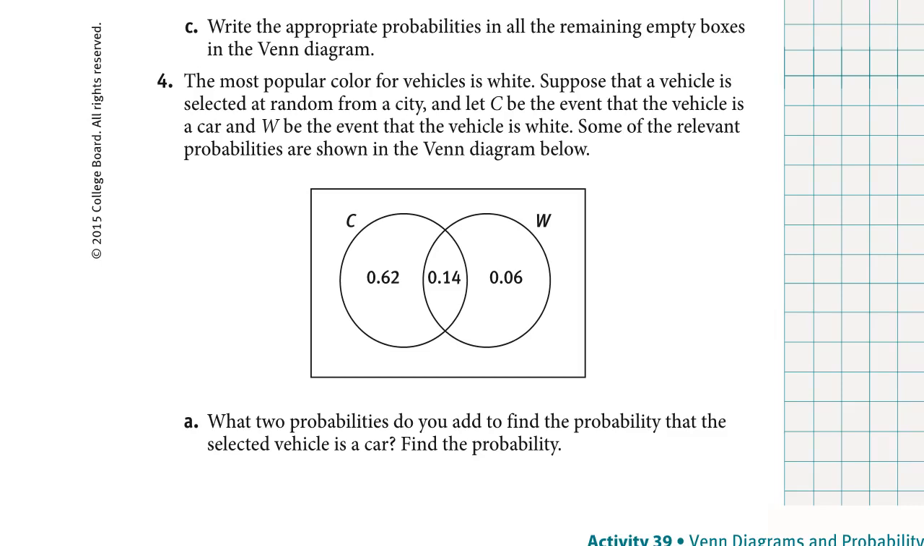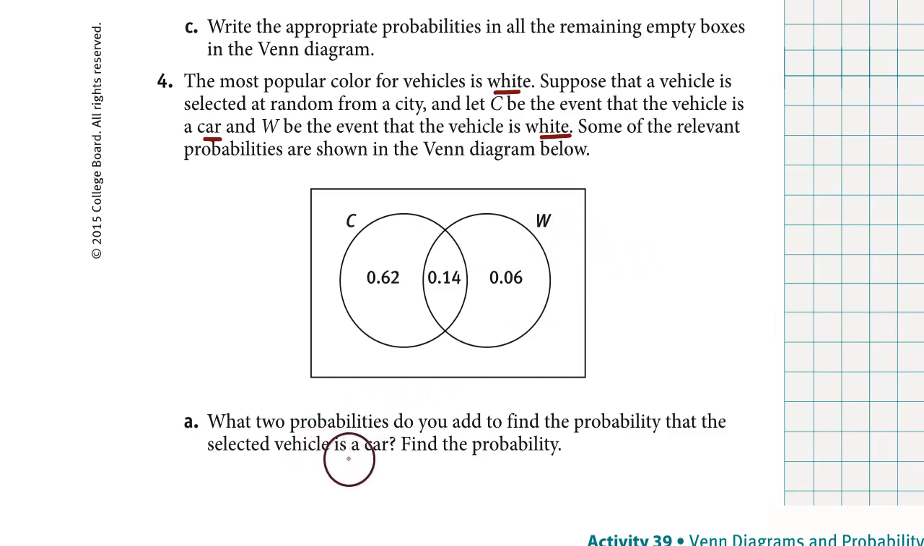Skip ahead to number 4. The most popular color for vehicles is white. Suppose that a vehicle is selected at random, and let C be the event where the vehicle is a car, and W be the event where a vehicle is white. Some relevant probabilities are shown in the Venn diagram below.